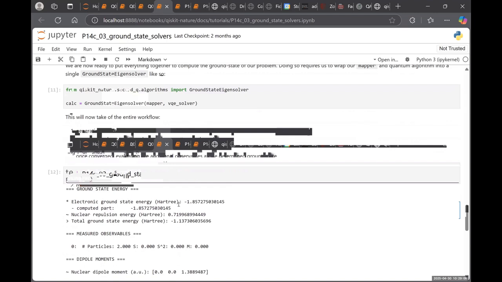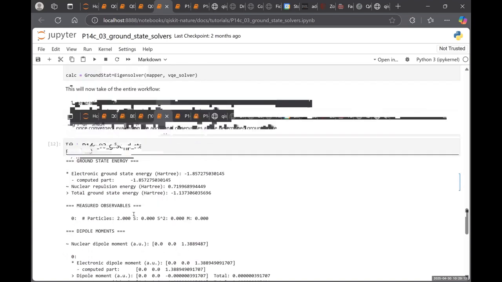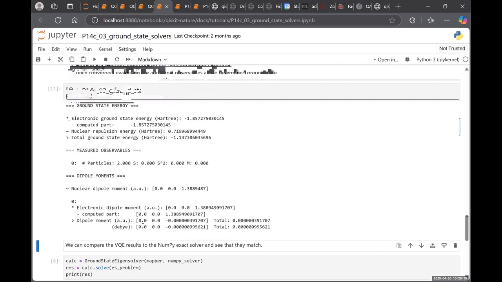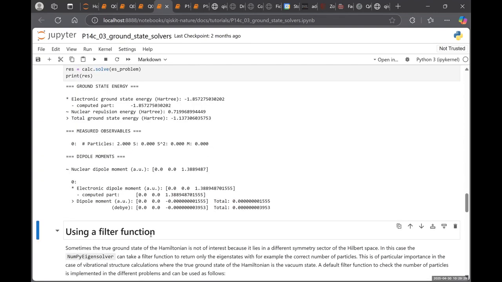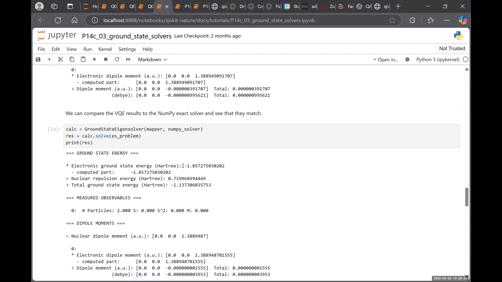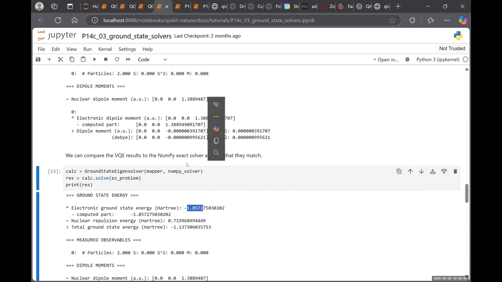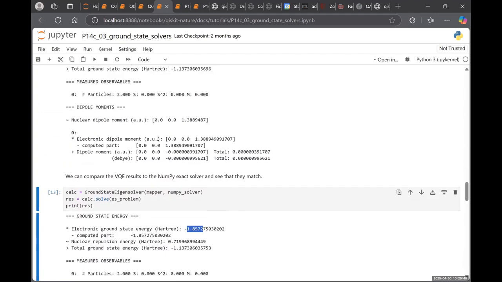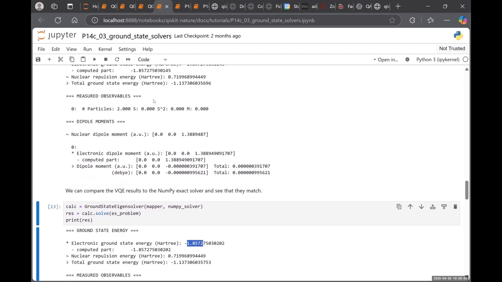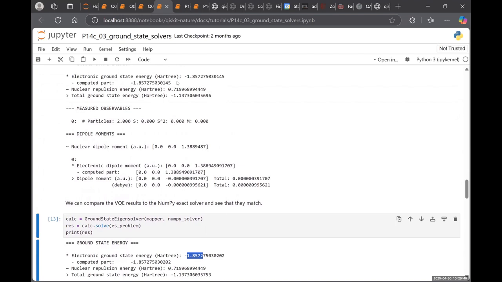It will tell you the electronic ground state energy computed. So the format is the same as the classical output, but it's using the quantum part, the variational quantum circuit, to do that. And compute this with a NumPy solver and compare the results. Okay, so electronic ground state minus 1.85 here is minus 1.85, 72.5. It's almost identical up to the last few digits.